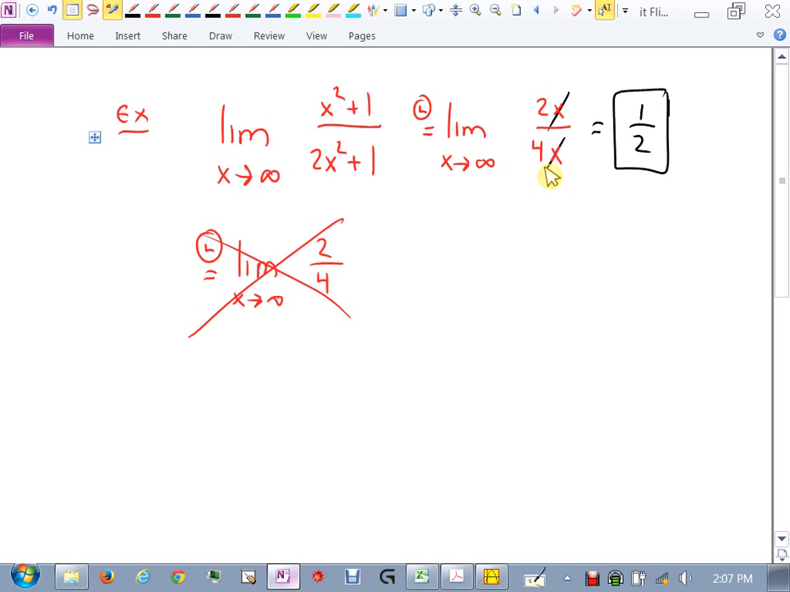Now, sometimes the algebra in these can get kind of messy. Let's talk a little bit about other indeterminate forms.